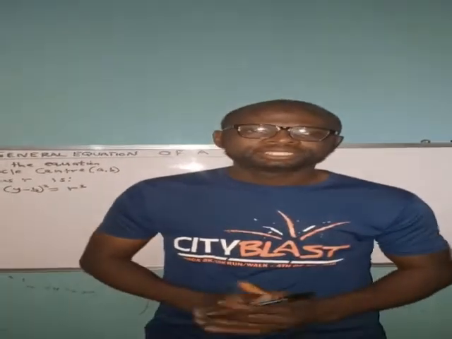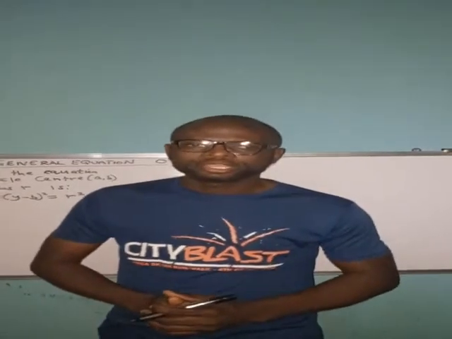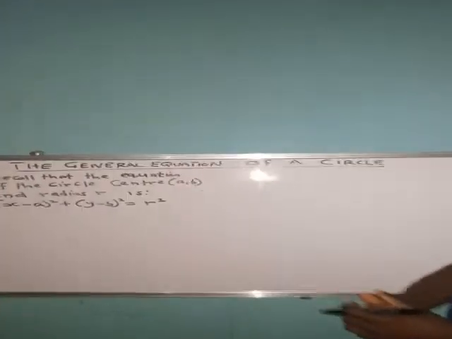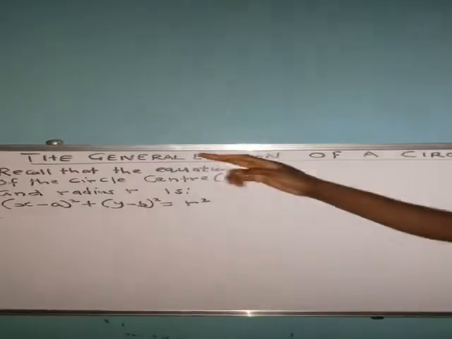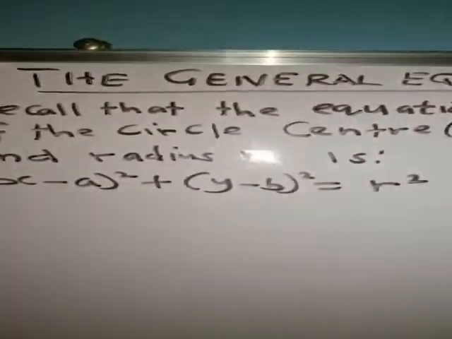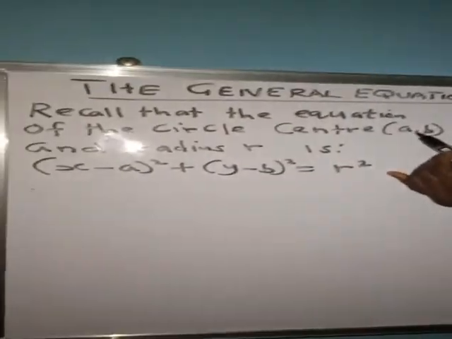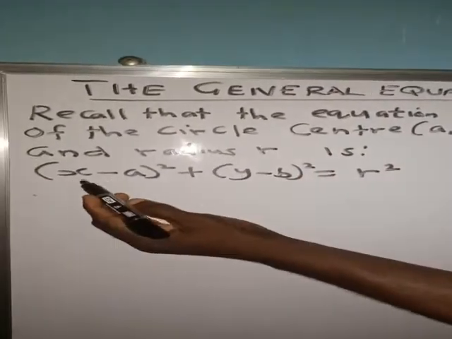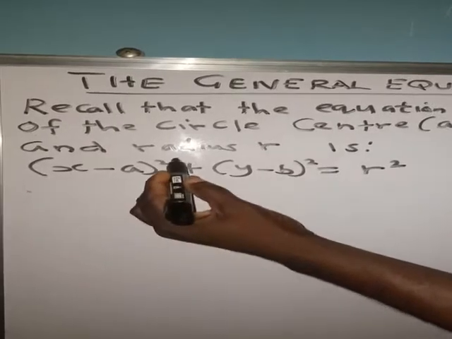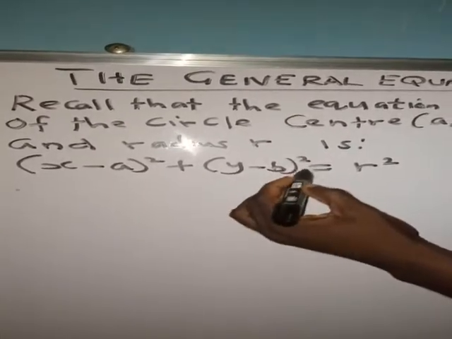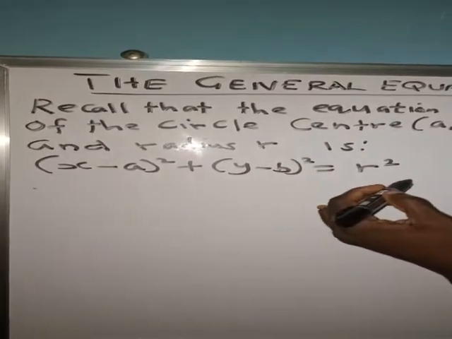Last week we started with the circle, and today we continue on the circle, and the subtopic is the general equation of a circle. Recall that the equation of a circle with center (a, b) and radius r is given as (x - a)² + (y - b)² = r².